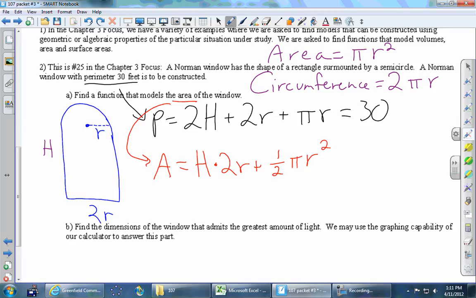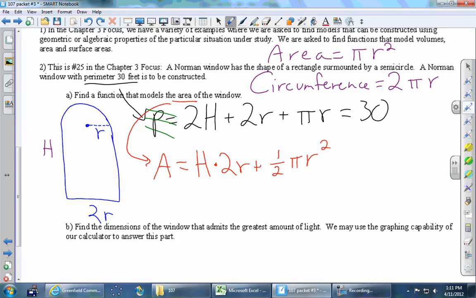Okay, the first equation. Does it seem easier to solve for h or r? How many h's do you see in that equation? 1. How many r's do you see? 2. Sure feels like it's easier to solve for the thing that there's only one of. So let's solve that equation for h. I'm kind of ignoring this part over here. Don't worry about that. It's just that equation.